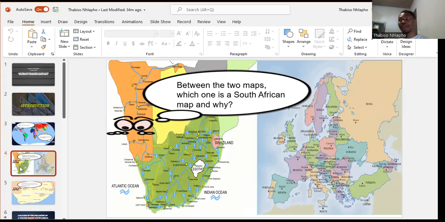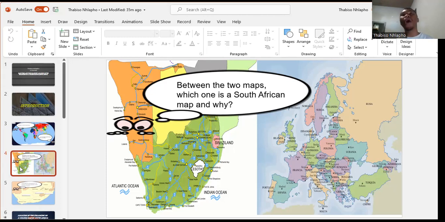So looking at these maps, guys, on these maps, my learners, between these two maps, one map is of South Africa. Which one do you think is a South African map and why? Bradley said the one on the right. Bradley, why do you say that the one on the right is South African map? Okay, well, thank you, Bradley.